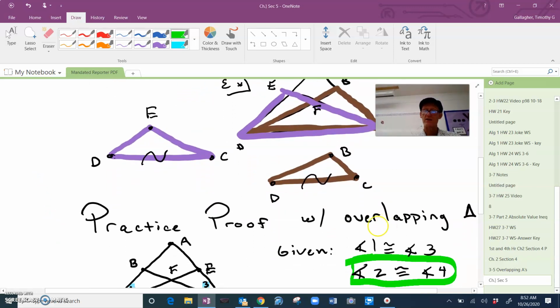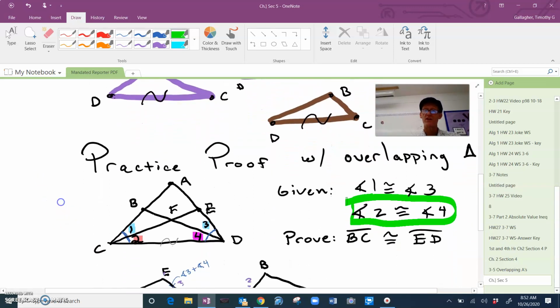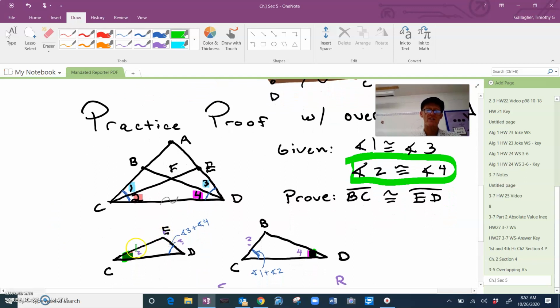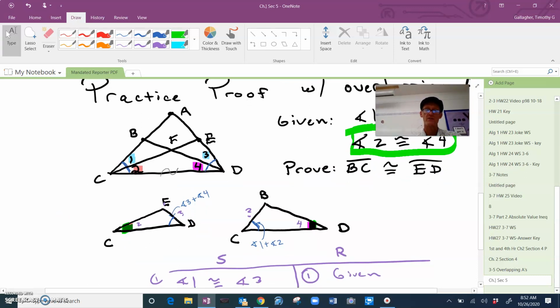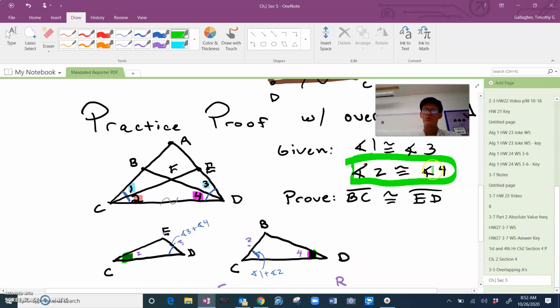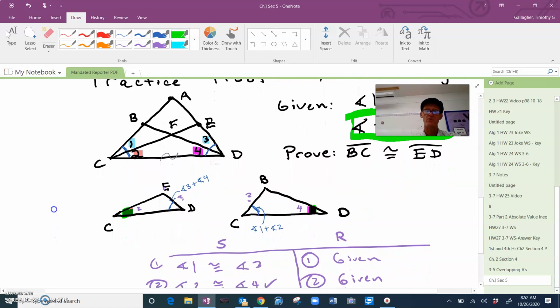Here's a practice proof. We did a practice proof with overlapping triangles. Given angle 1 is congruent to angle 3, which we have here and here. Angle 2 congruent to angle 4, which we have here and here. We recognize that the two triangles are triangle ECD and triangle BCD. We take them out. And then we had to come up with an addition property here because angle 3 and angle 4 make up EDC, and angle 1 and angle 2 make up BCD. And since 1 and 3 are equal and 2 and 4 are equal, the addition property applies.